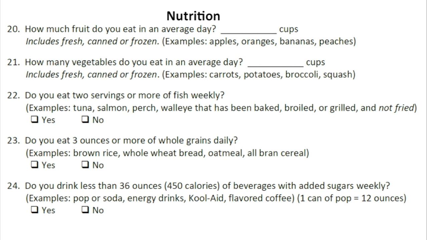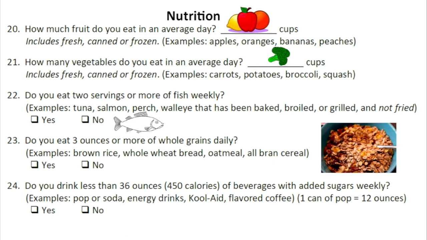And then our next section here is on nutrition. So we're looking at how much fruit and vegetables they eat, if they eat at least 2 servings of fish weekly, because that is heart healthy. We're looking at whole grains, how often they eat whole grains, and then we're looking at if they drink sugar-sweetened beverages, and if they do, that they drink less than a certain amount of them.